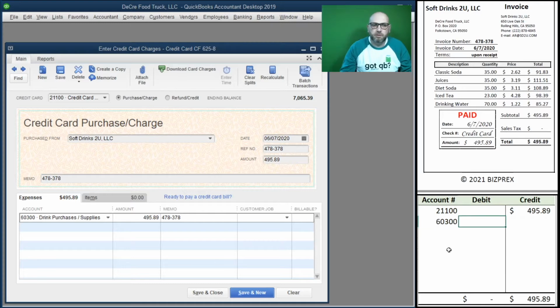We owe some money to the credit card company. What else is happening now? Our expenses go up, right? Because we're spending some money on drinks that we're going to sell, so our expenses went up, we debit them. Right, our debits and credits are in balance, so this transaction is good to go. We can go ahead and book this one.